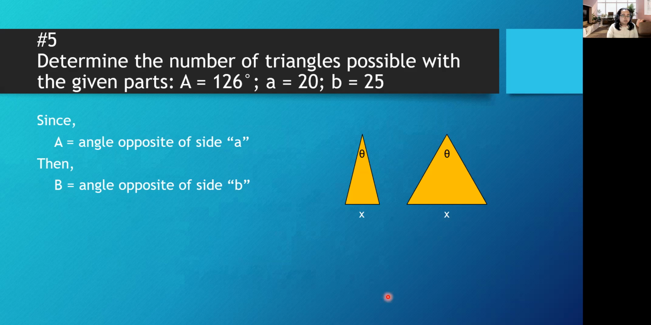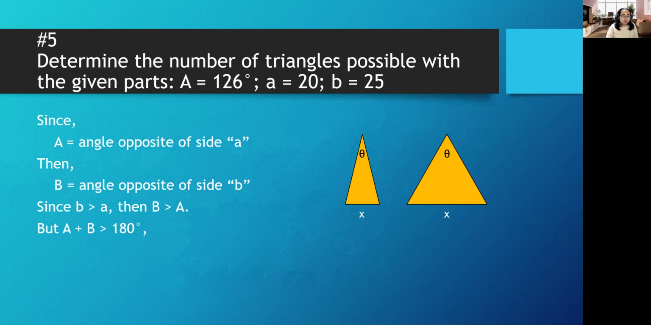Now, if you were to observe a random triangle with side x and opposite angle of theta, we can see that as x increases, theta also increases. Therefore, since side b is greater than a, then angle B should be greater than A.